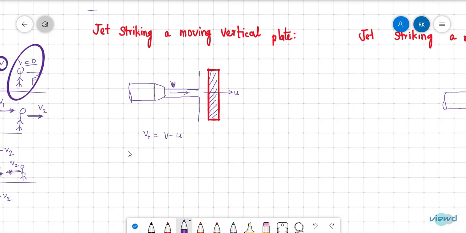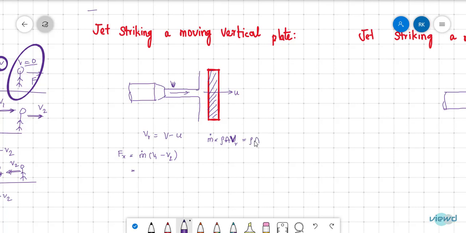We need to find the force that will be acting. So Fx is equal to m dot into v1 minus v2. m dot is equal to rho a v, which is what we generally denote as m dot, the mass flow rate. Here, instead of v, we need to consider relative velocity. This is because the effective mass that will be touching this plate is based on relative velocity only.